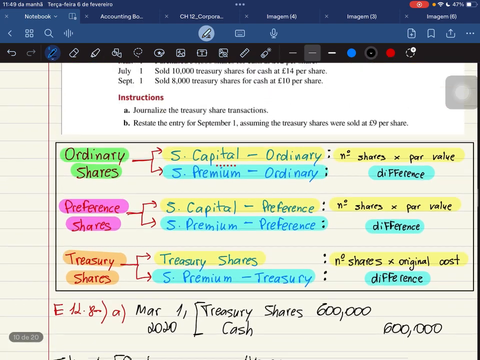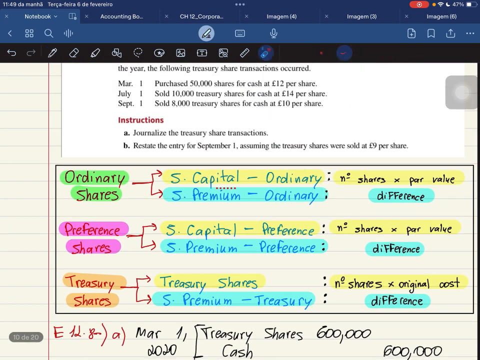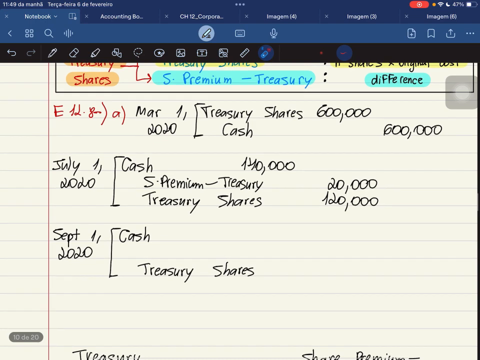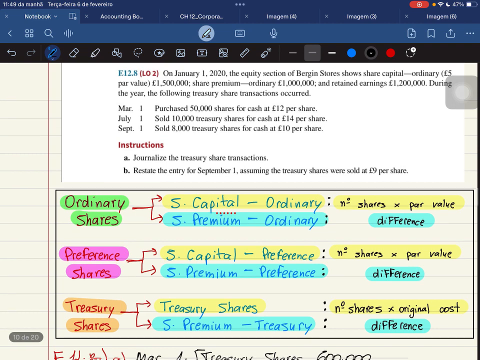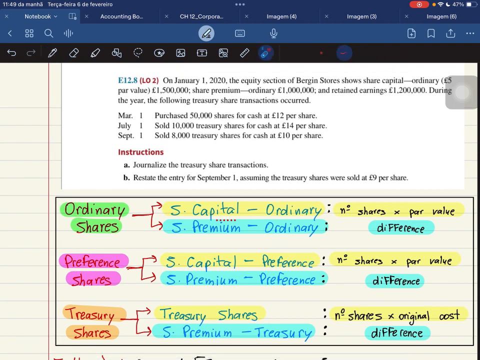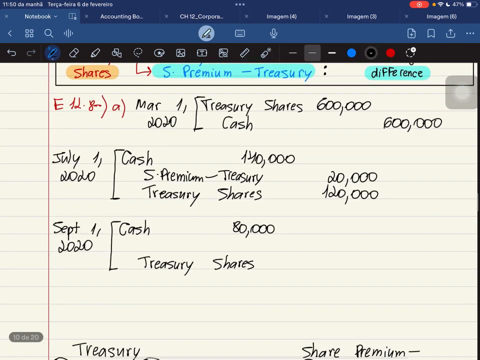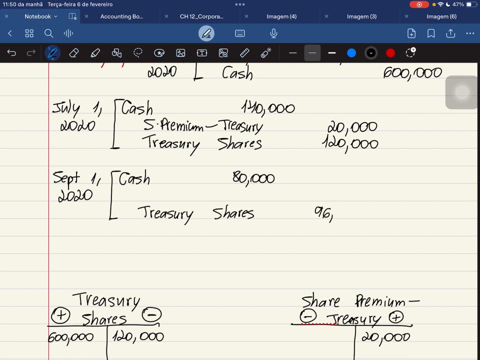Okay, so the cash is going to be the regular number, right? So it's going to be the number of shares of 8,000 times this 10, which is going to give us 80,000. The treasury shares, remember, we have to time the original cost, so it is going to be 8,000 times 12. That gives us 96,000.